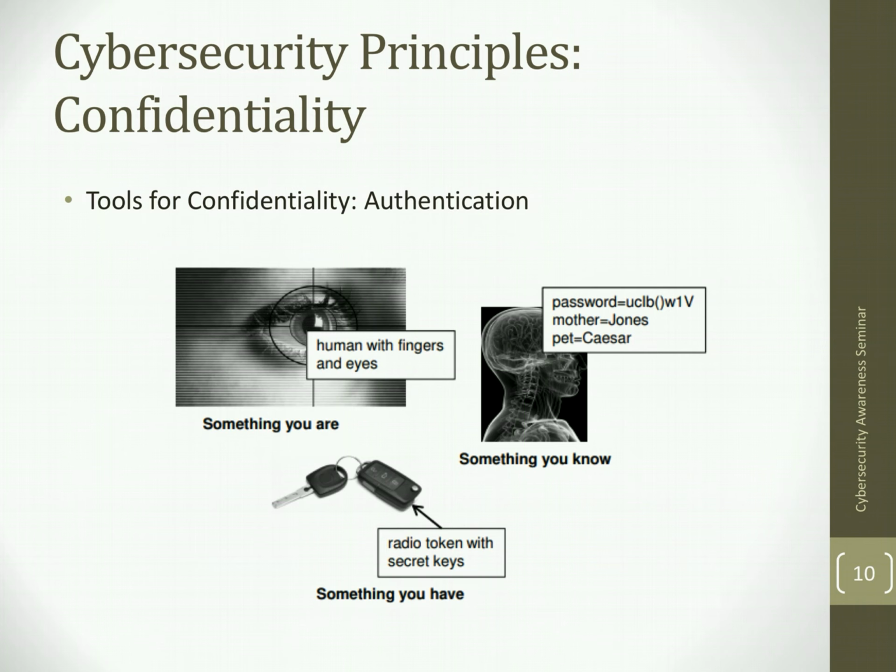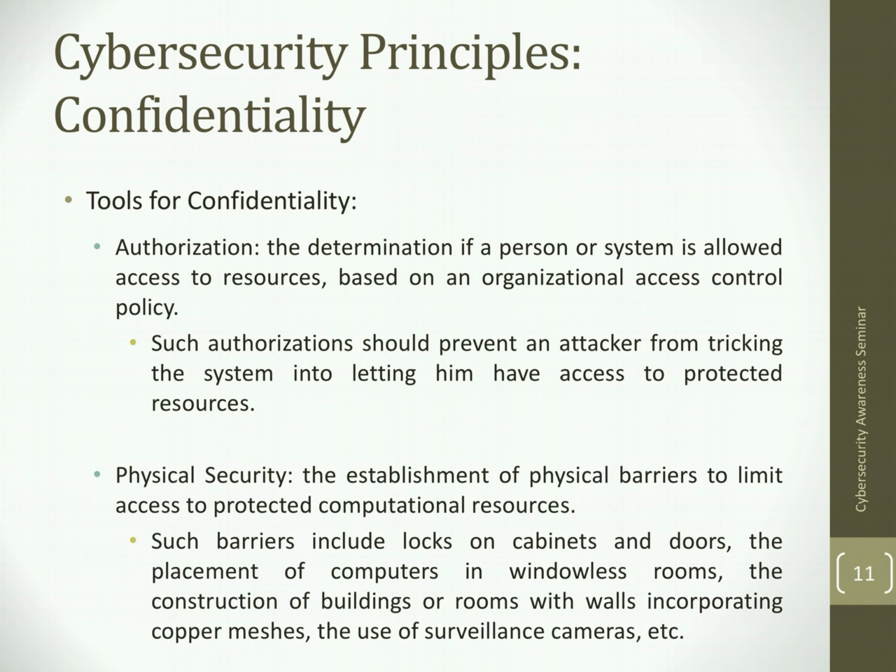So these pictures show you this example: something you are, like a human finger and eyes; something you know, a password; and something you have, like a radio token, the secret keys, or cards. The other way is authorization. It's the determination of whether a person or a system is allowed access to resources based on the organizational access control policy. An attacker will try to trick the system in many ways, and we will learn this in social engineering, to fool the system or people that this guy is authorized to get the information.